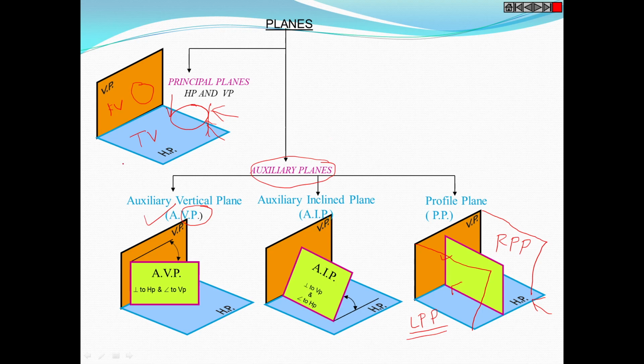The horizontal plane is parallel to the ground, and the vertical plane is perpendicular to the ground and perpendicular to the horizontal plane. Auxiliary vertical plane: perpendicular to the horizontal plane, inclined to the vertical plane. Auxiliary inclined plane: perpendicular to the vertical plane, inclined to the horizontal plane. Profile plane: the planes are perpendicular to the vertical plane as well as the horizontal plane. Okay.